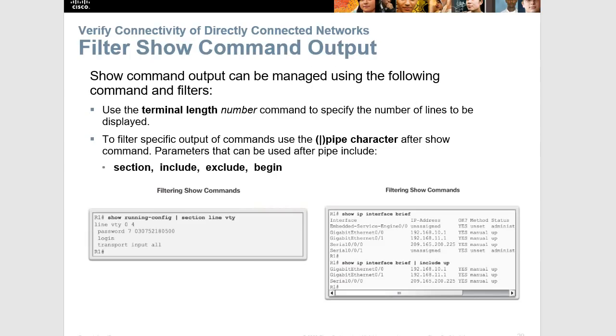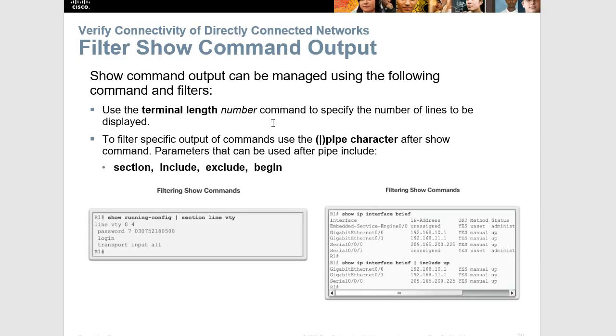Alright, there's the filter command. So you've got the pipe character after the command. You type in section, include, begin. You can see some examples of that happening down here. You've got the section, we'll show a certain section, brief, include those that are up in the show IP interface brief. Okay. You can see that the interfaces that were administratively down, I know you can't see all that here, up there are excluded when you choose to include up.